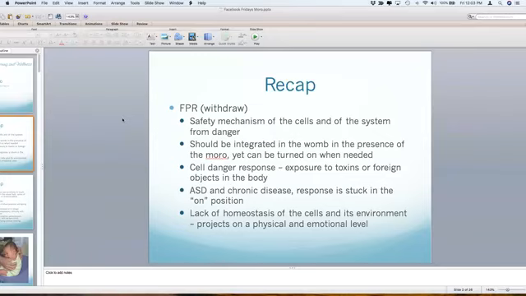In kids on the spectrum and those with chronic disease, this response tends to be stuck in the on position. So even if the danger is lifted, the body is always in this response mode and doesn't know what to do. It's a lack of homeostasis of the cells and their environment, which projects later on a physical and emotional level. So the cells are protecting themselves, and then in the body and emotion, it's how the person is, to protect herself.